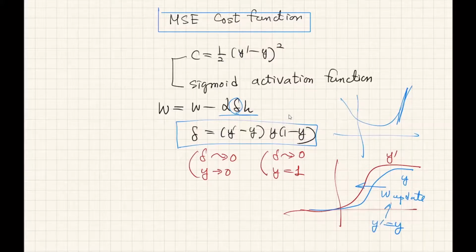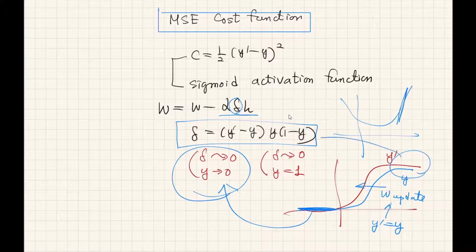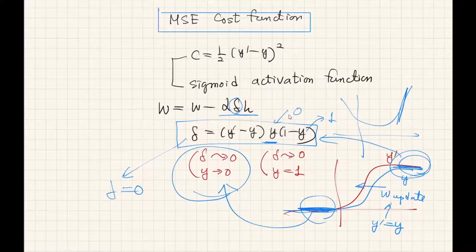But please look at that. In this area, when Y dash is becoming 2, 0, and in this area Y is becoming 1, in those areas the gradient is becoming 0. At these corners, the gradient is becoming 0. That means this part will have very little effect on the gradient.